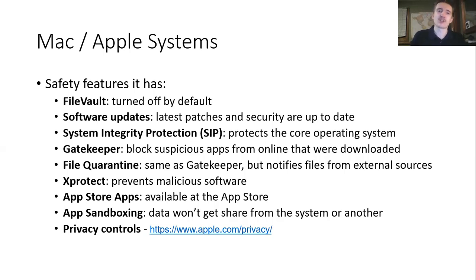SIP, or System Integrity Protection here, protects the core operating system just like a bank vault or the heart of macOS. These protect the following parts of the system, which are /System, /usr, /bin, and then /sbin, and then apps that are pre-installed with OS X.